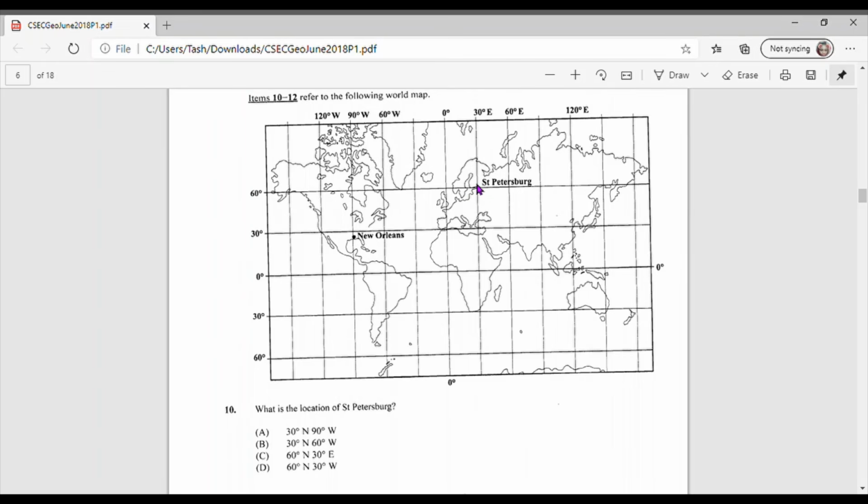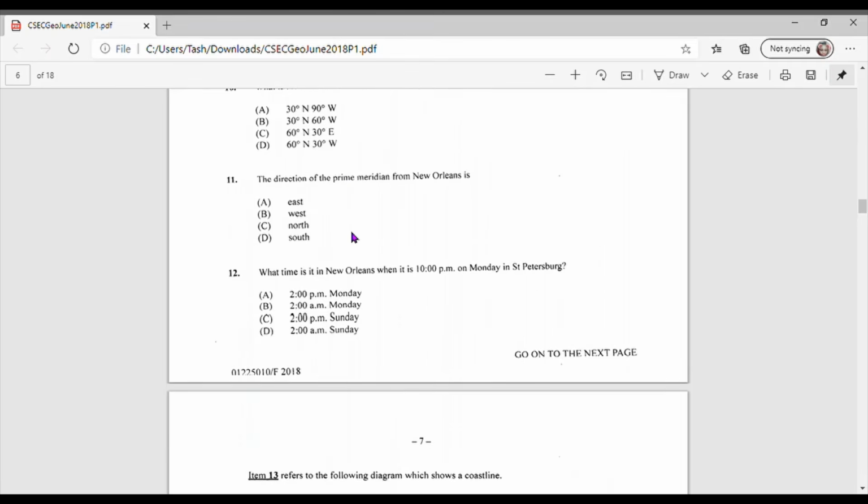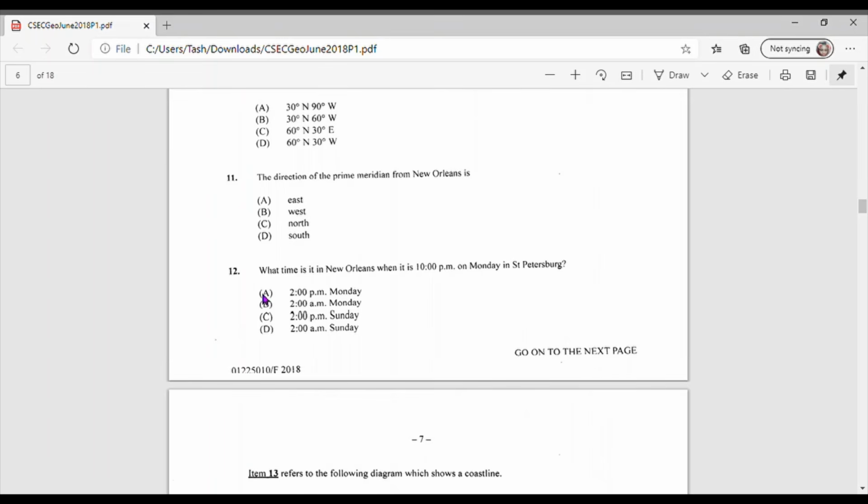on a Monday, so 9 p.m., 8 p.m., 7 p.m., 6 p.m., 5 p.m., 4 p.m., 3 p.m., 2 p.m., on Monday. So at New Orleans, it would have been 2 p.m. on Monday. That is letter A for your answer.